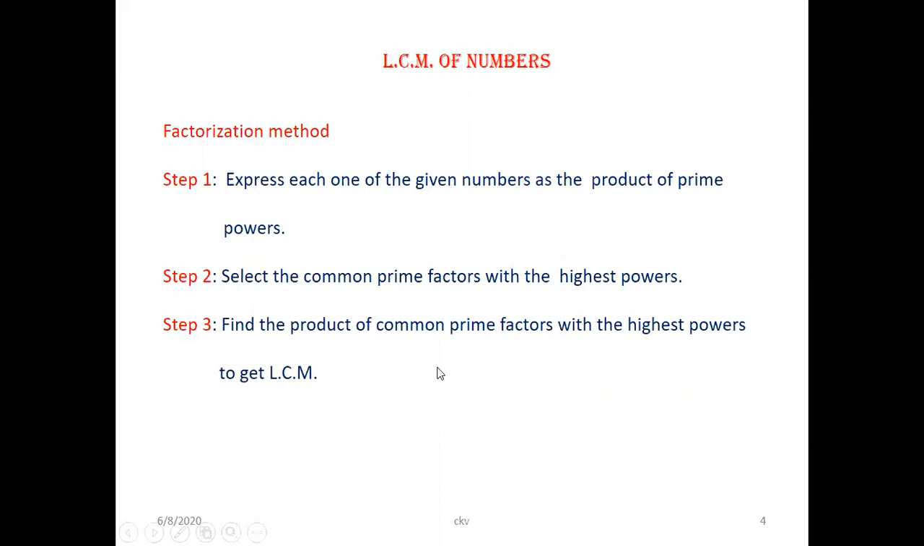Then find the product of those to get the LCM. So the process is the same. This is called the factorization method. In case of GCD, after writing both numbers as a product of prime powers, you picked up the common prime factors and took the least powers. Here you are taking the highest powers. So the product of common factors with highest powers will give you the LCM, whereas the product of the common prime factors with least powers will give you the GCD. That's why I start with the factorization method.